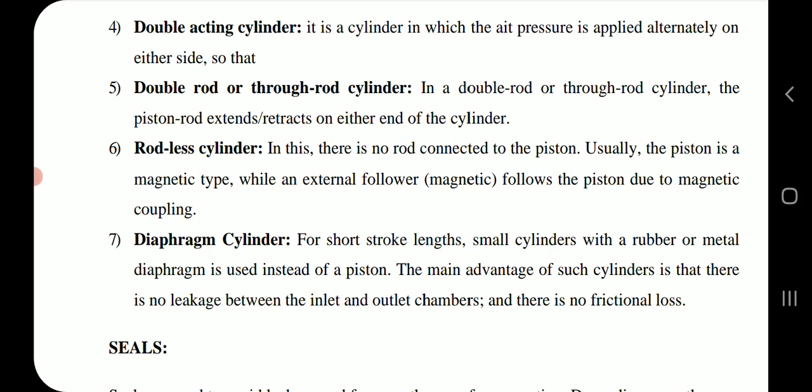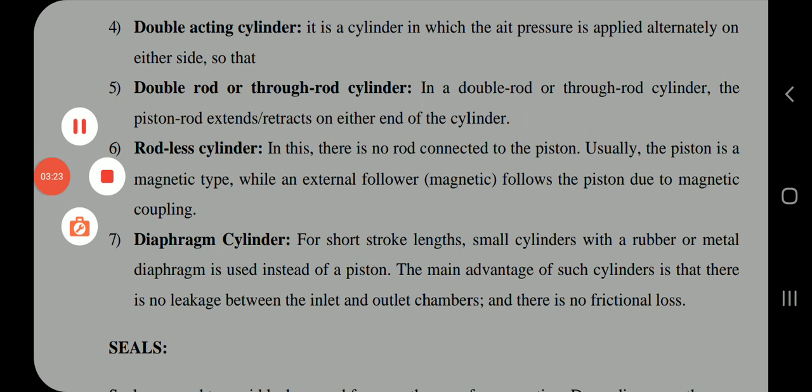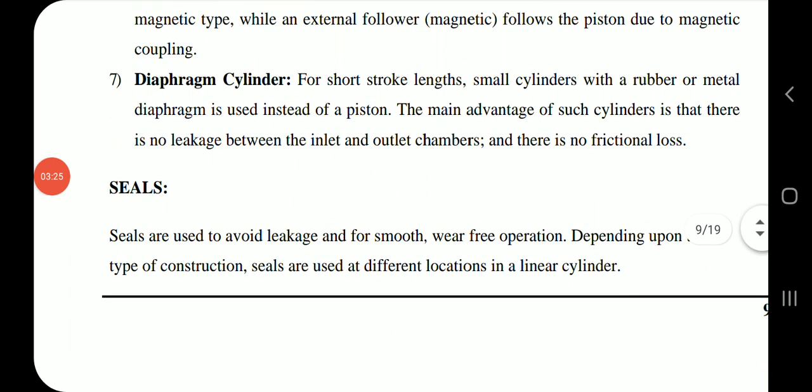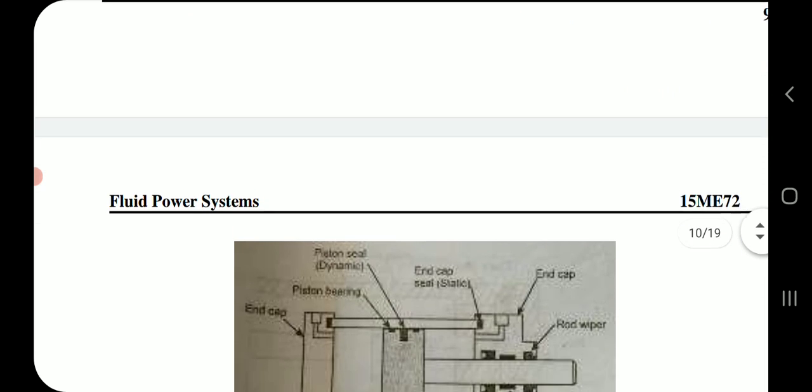Diaphragm cylinder. For short stroke lengths, small cylinders with a rubber or metal diaphragm is used instead of a piston. The main advantage of such cylinders is that there is no leakage between the inlet and outlet chambers and there is no frictional loss. Seals. Seals are used to avoid leakage and for smooth wear-free operation. Depending upon the type of construction, seals are used at different locations in a linear cylinder.